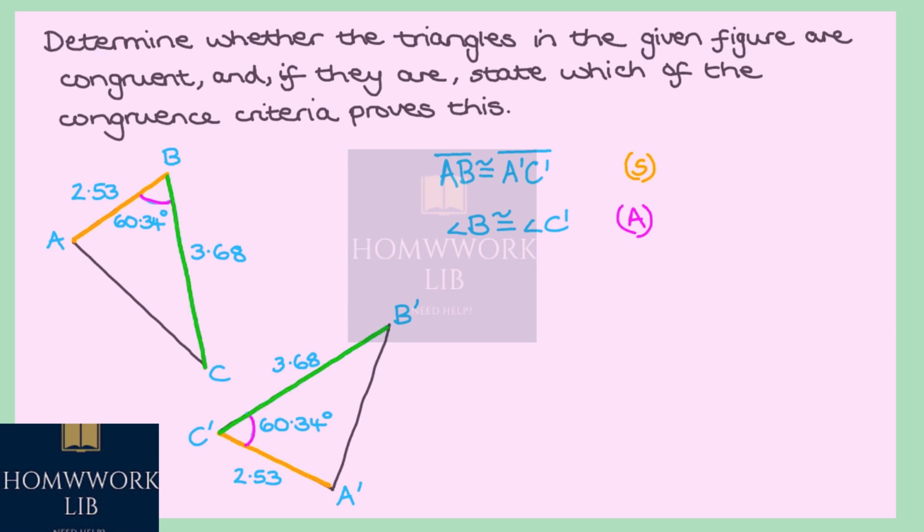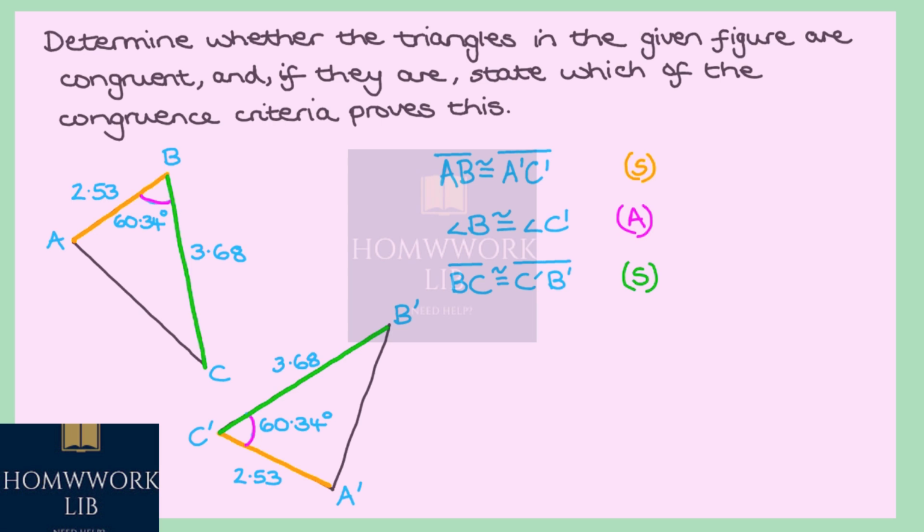Next, let's look at the side that measures 3.68 units. This is side BC in the first triangle and side C'B' in the second triangle. So we have that BC is congruent to C'B'. Again, the S in brackets indicates that we're referring to a side.